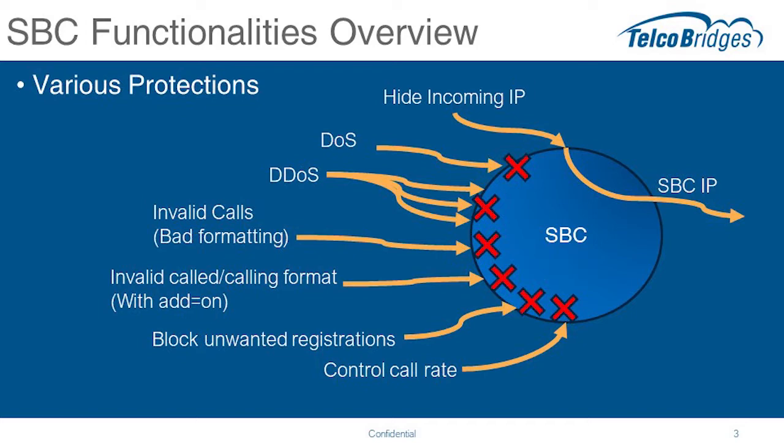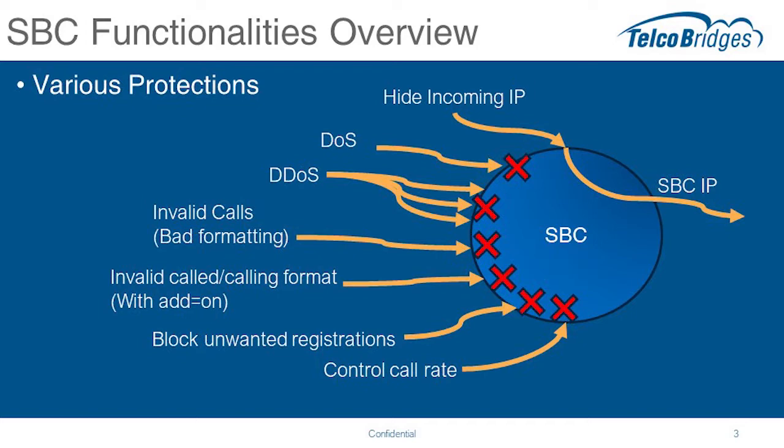So one of the things it does is it hides the incoming IP. You can hide everything that comes from the external to the internal, so the internal systems don't see the IPs outside. We protect against denial of service attacks, where one external device tries to hack into our system. We protect against distributed denial of service. There are different rules to protect against these types of attacks.